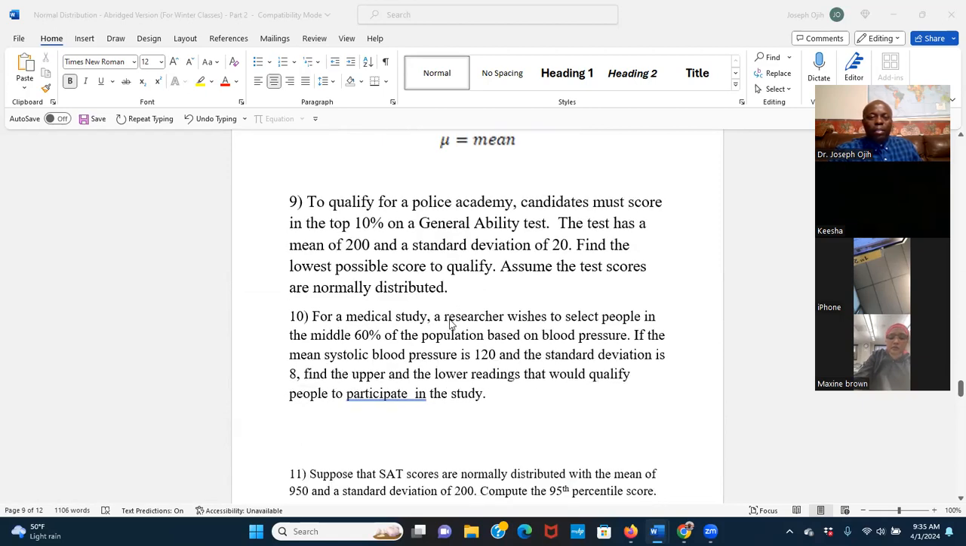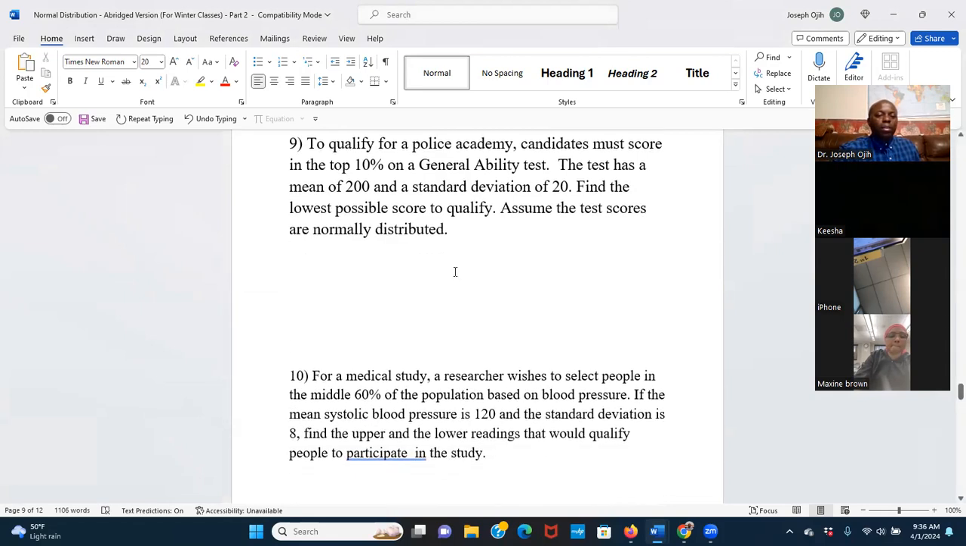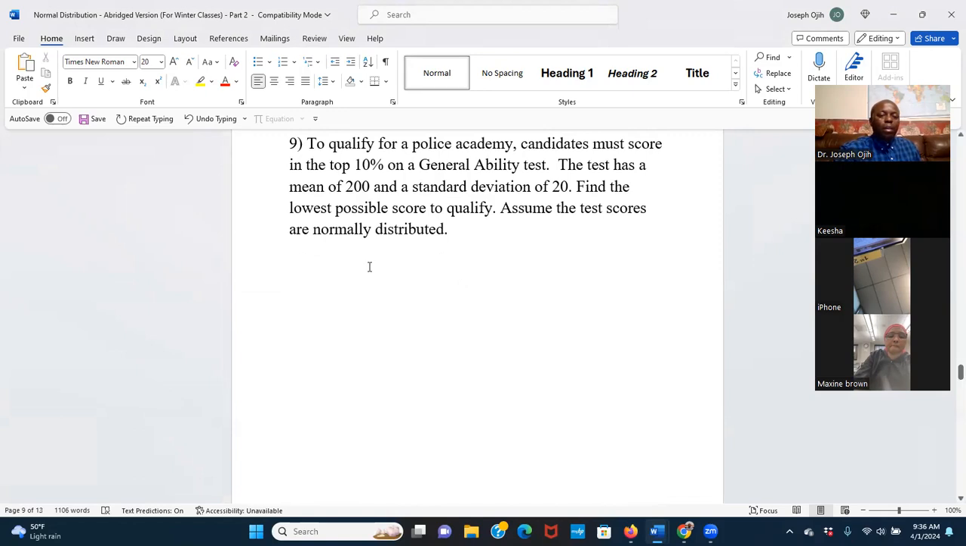Let us apply it on this problem. It says, to qualify for a police academy, candidates must score in the top 10% on a general ability test. The test has a mean of 200 and a standard deviation of 20. Find the lowest possible score to qualify. Assume that the test scores are normally distributed. Now, this is what you are given. They gave you the probability already as 10%.